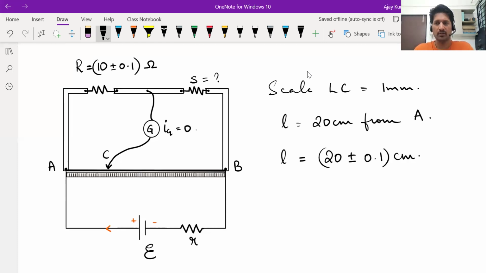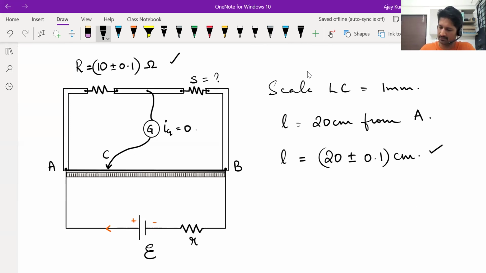So remember this point. If no error is mentioned, you'll have to take the least count of the instrument itself as the error. If that is also not there, you'll have to take that measurement as it is without any error. Okay, fine. So unknown resistance is given.